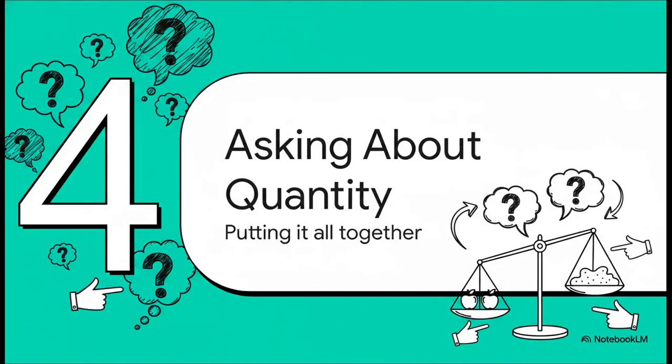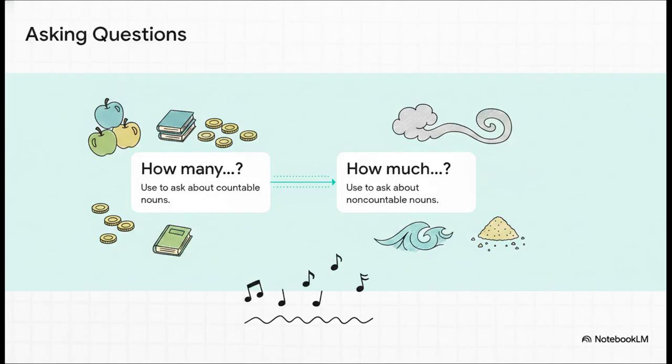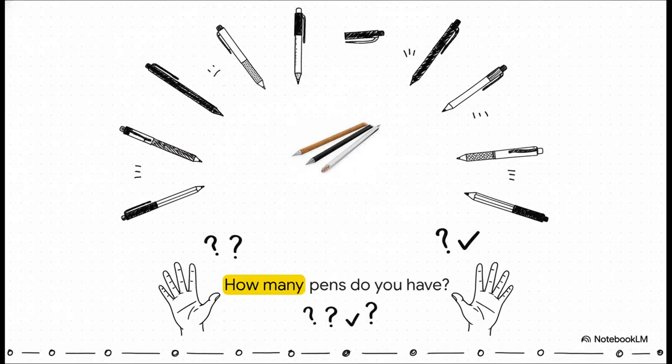Okay, it is time to put all the pieces together. We get the core concept, we know how to talk about amounts, so now let's use all that to build perfect questions about quantity. And honestly, it really is this simple. To ask about something you can count, you just start your question with how many. And to ask about something you can't count, you start it with how much. Let's think about pens. Can you count them? Yep, of course you can. So they're countable. That means our question has to start with how many.